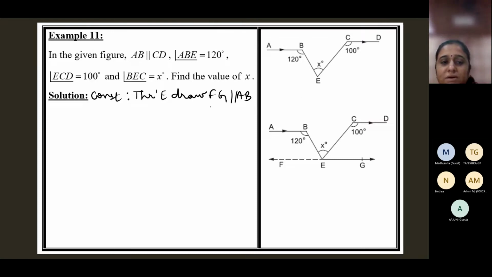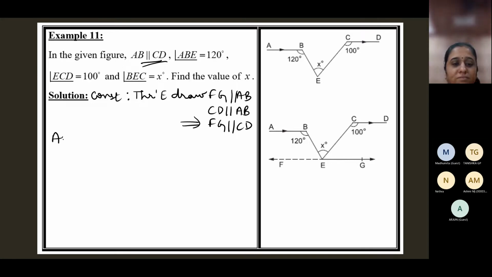But it's given that CD is parallel to AB in the question. So from this, we get FG is parallel to CD. Now, AB is parallel to FG, that is by construction. You can see here, AB is parallel to FG by construction, and BE is the transversal.